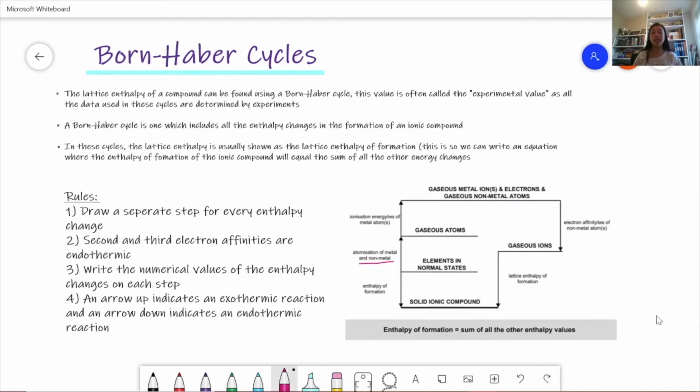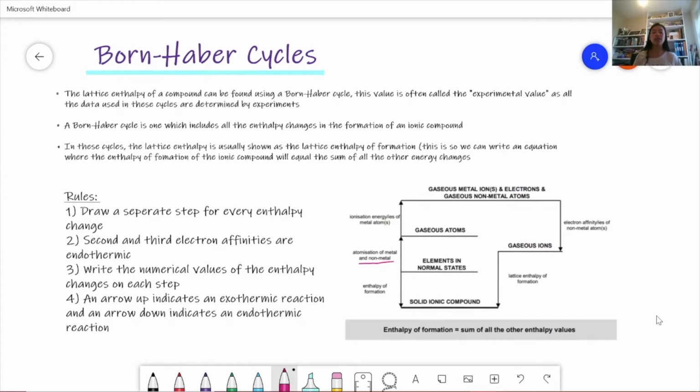The second rule is that second and third electron affinities are endothermic. And so they have to have arrows going up, as we'll see later. So the electron affinities one is actually something to remember, because the first electron affinity is exothermic, but the ones after are all endothermic. And that's because for the first electron affinity, you're adding an electron, which is fine. But then for the second electron affinity or the third electron affinity, you're adding electrons onto an already negative ion. And so that requires a lot of energy, so it becomes endothermic.